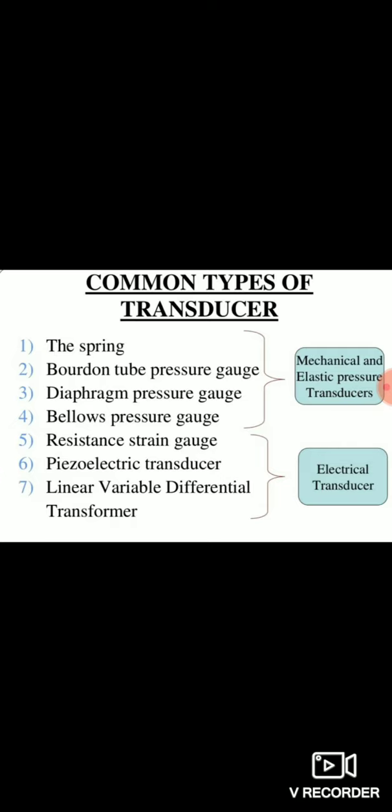Then fifth, resistance strain gauge, piezoelectric transducers, linear variable differential transformers. That means the short form is LVDT. The fifth, sixth and seventh, the last three, are electrical transducers: resistance strain, piezoelectric and LVDT. This is electrical type transducers.